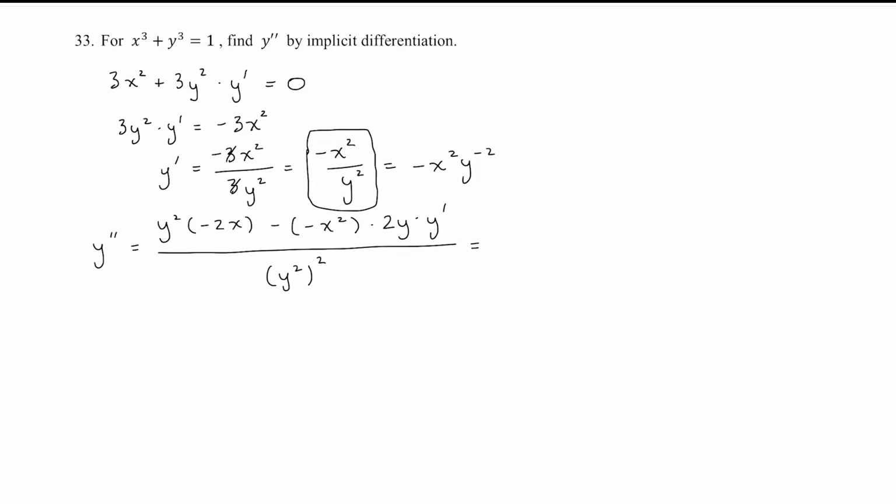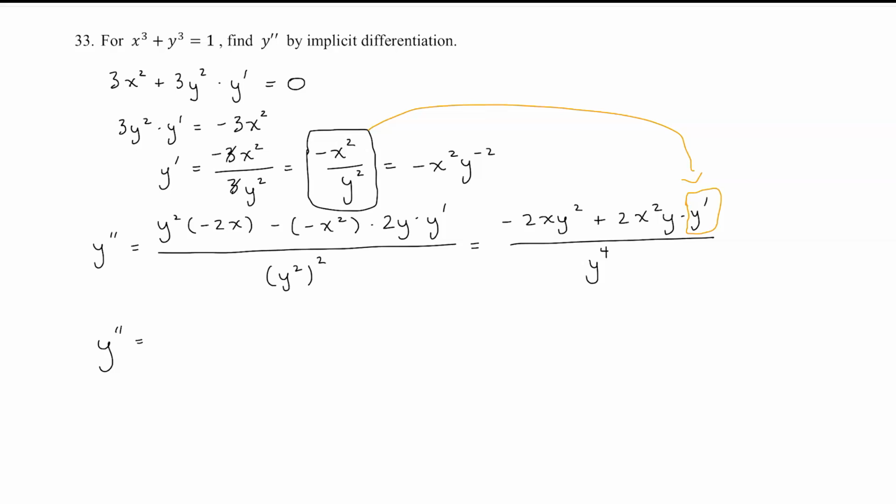Okay, and then I'm going to simplify a little bit so I can see what I've got here. So I have negative 2xy squared plus 2x squared y times y prime, all over y to the fourth. Now, what I next have to do is substitute for the y prime. In other words, my answer for y double prime should not have any derivatives in it. So I'm going to substitute for y prime what I know it's equal to, negative x squared over y squared.